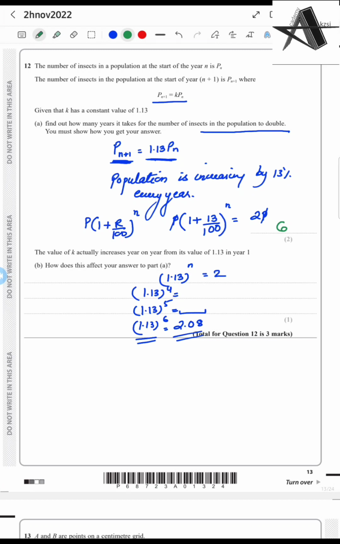The value of k actually increases year on year from its value of 1.13 in year 1. How does this affect your answer to part A? It simply will take less than 6 years to double because it's increasing rapidly. So it will take less than 6 years to double.